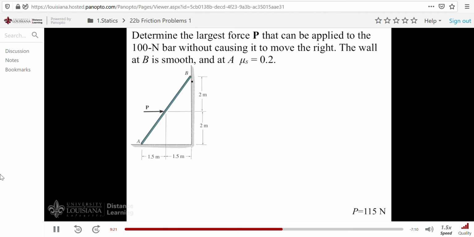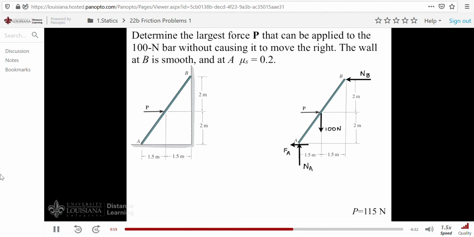To solve the problem, of course, the first thing would be to draw our free body diagram. On it, we have not only the force P, but also the weight downward, that's 100 newtons. And of course, at A, we have a normal force going up, n sub A, and we have a friction force. Since the bar wants to be pushed to the right, the friction force has to go to the left. And finally, up at B, since we have a smooth wall, there's only a normal force acting here.